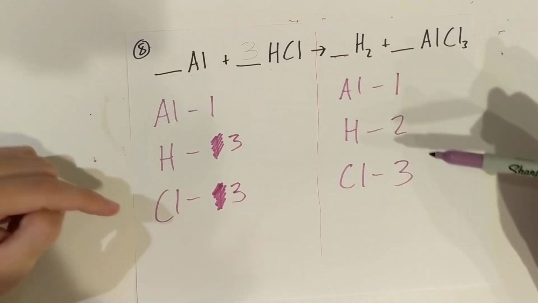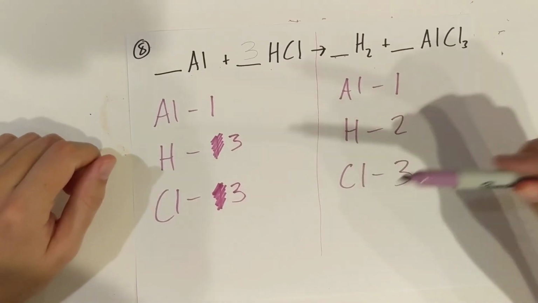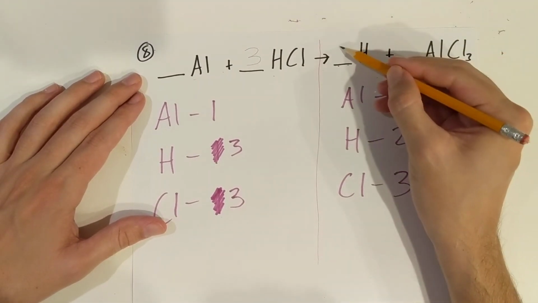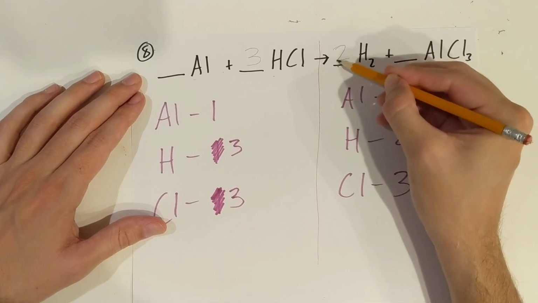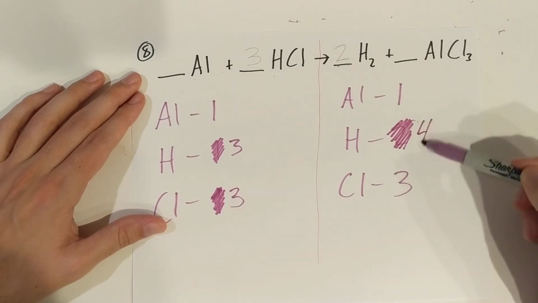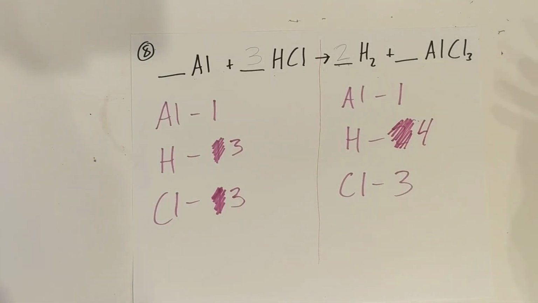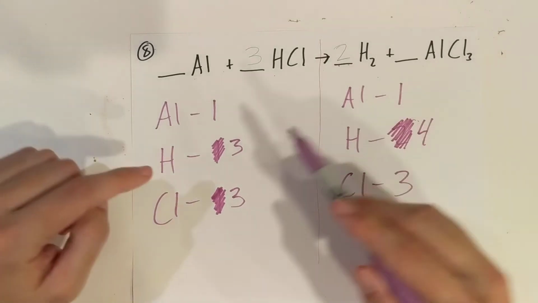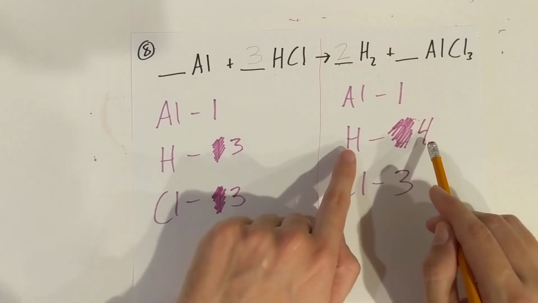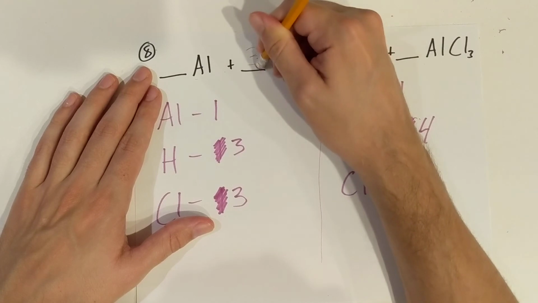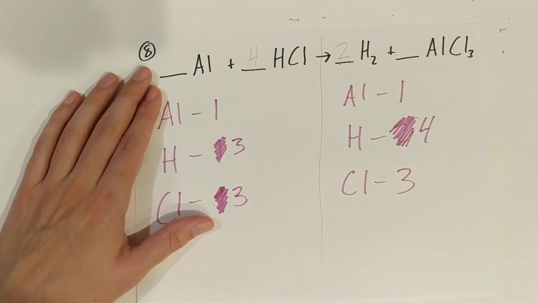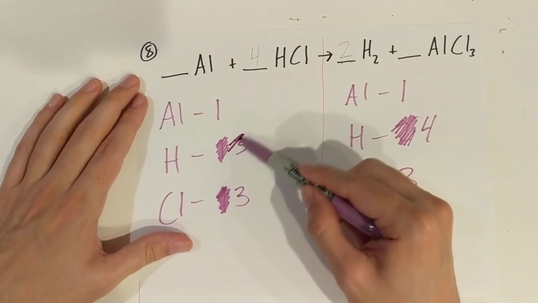So now my aluminum's balanced, my chlorine's balanced, but my hydrogen is not balanced. So let's increase our hydrogen. And you may notice if I increase it by 2. So if I put a 2 here, what does that do? That gives me 4 hydrogen, which is more hydrogen than I had on my left side. So now we got to go over to the left side. If I want to balance it out to 4, let's change this to a 4. Then we'll have 4 hydrogen. There we go. It's a 4 now, 4 hydrogen.